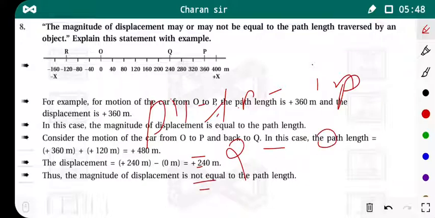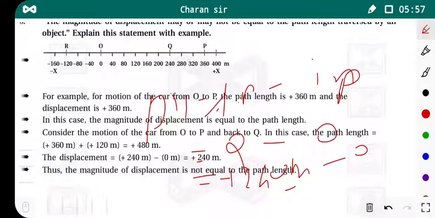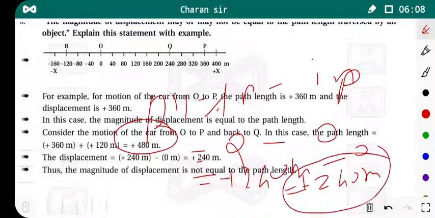What is the position coordinate for Q? That is plus 214 meters, and the position coordinate for O is 0 meters. So you get 214 meters. So in the second case, the path length is 418 meters and the displacement is 214 meters. That means our path length and displacement are not equal to each other.